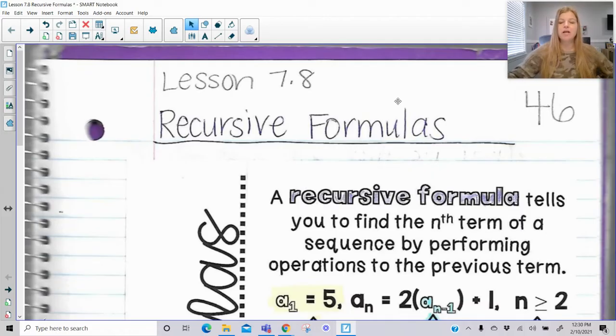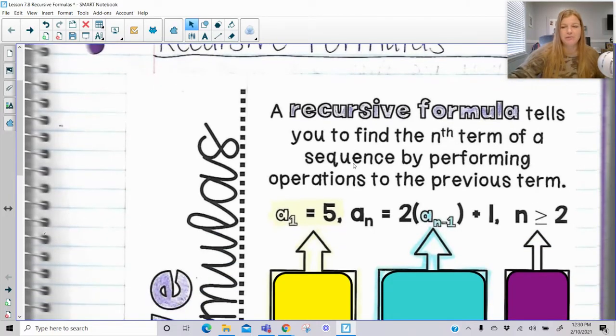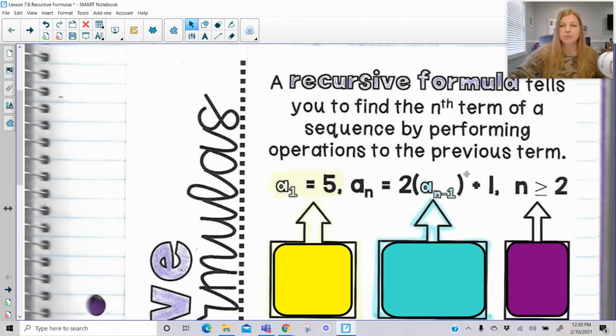So first of all, a recursive formula tells you to find the nth term of a sequence by performing operations to the previous term. So a recursive formula is really funny. You're given three parts to the formula, something that we haven't really seen before ever yet. There's three parts to the formula.